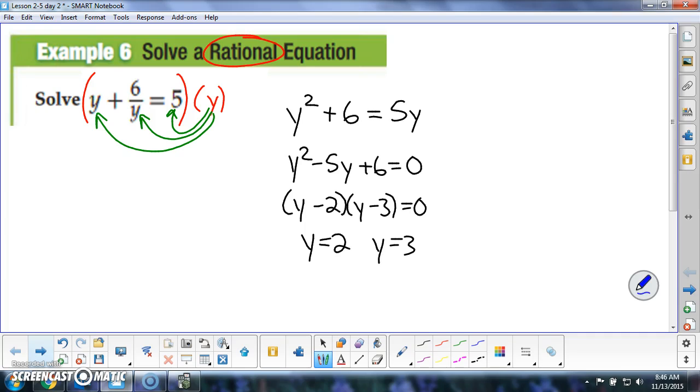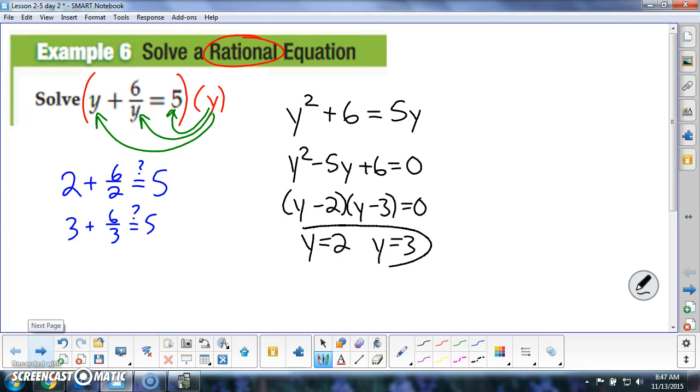If I take the 2 and put it back in, we'd get this equation, 2 plus 6 over 2. And does that equal the right-hand side 5? Yeah, 2 plus 3 equals 5. If I test the other value of 3, we'd have 3 plus 6 over 3. And does that equal 5? Yes, it does. So, both of these solutions are real solutions. Neither of them are extraneous.